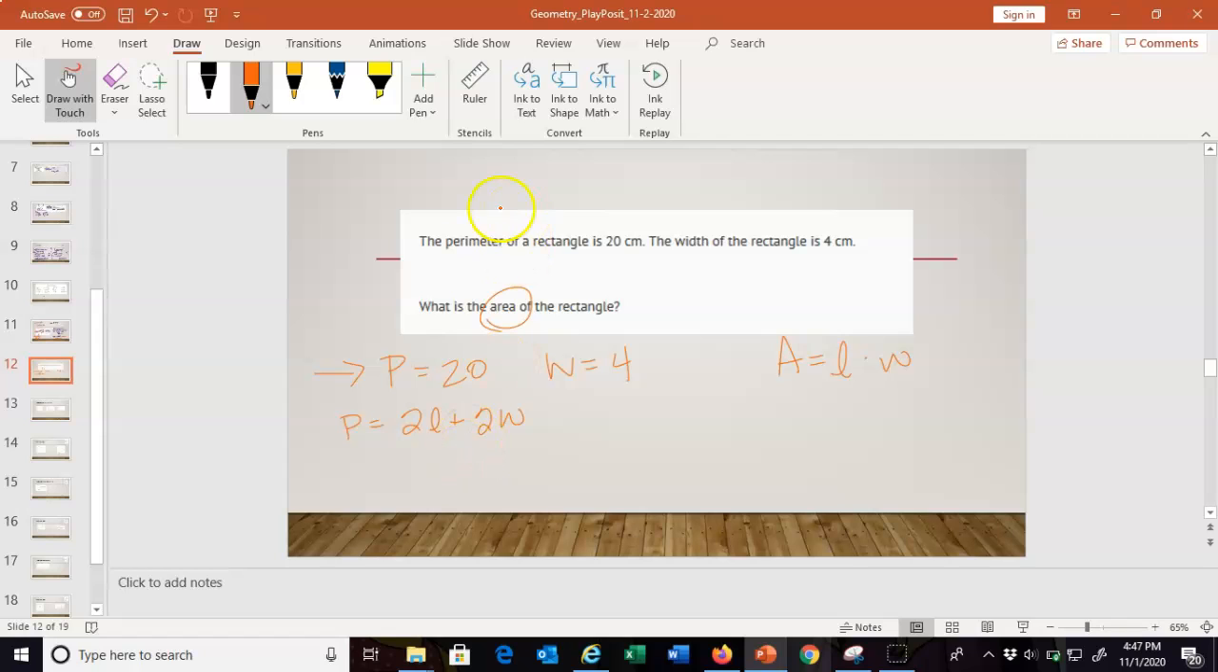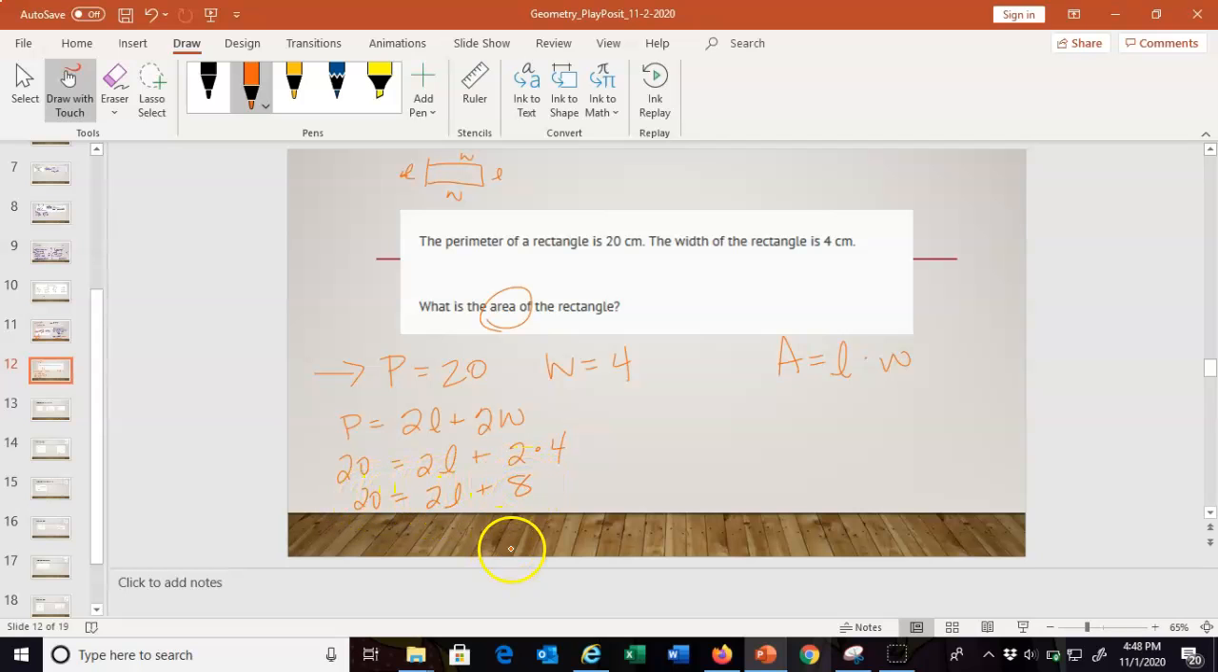Remember we said perimeter, you just add them all up. This is kind of like a shorthand: length, width, length, width. See how there's 2 lengths and 2 W's? That's where they got these 2's from. So let's plug in what we know. We know P is 20 and we know W is 4. Look, now there's just one variable, L. Let's solve for L.